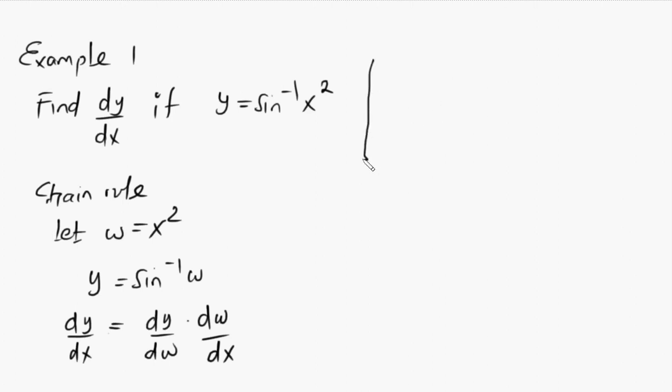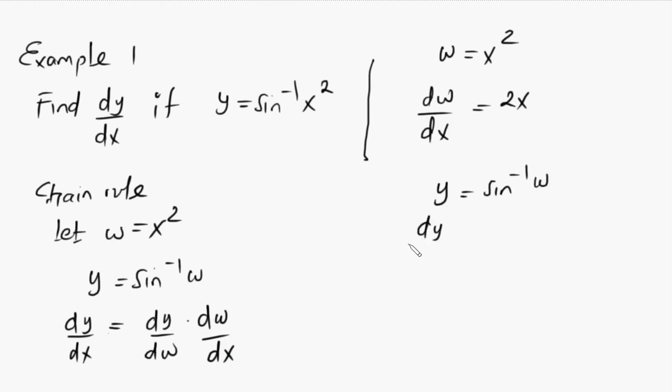From here, with w equals x squared, I get dw/dx, which will be 2x. But here, where y is equal to sine inverse of w, my dy/dw will be equal to, remember y is equal to sine inverse of x, we said the derivative is 1 over the square root of 1 minus x squared. So it will be 1 over the square root of 1 minus w squared.